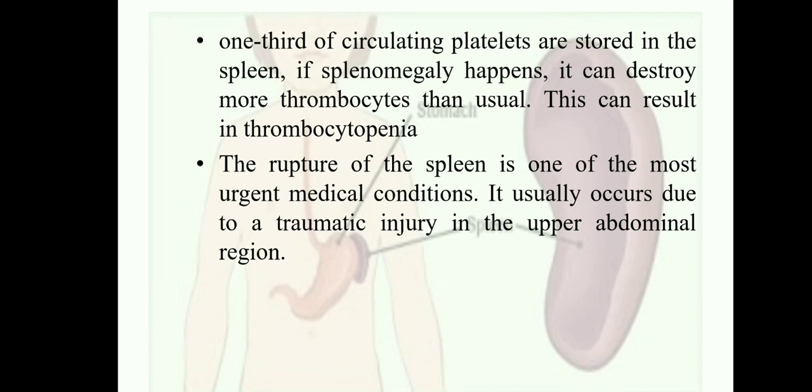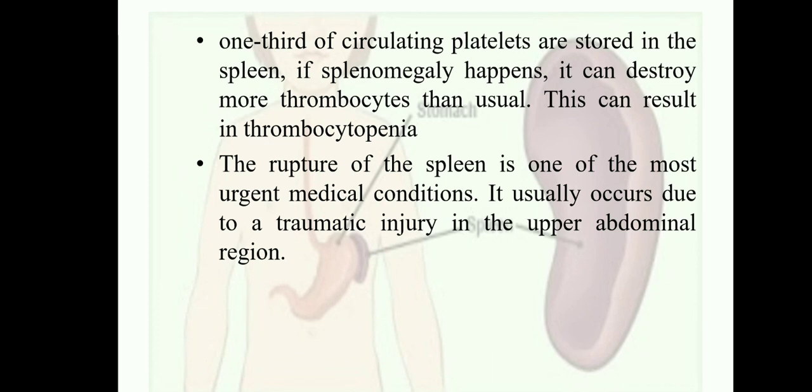Now the most important disorder related to the spleen is splenomegaly. When splenomegaly happens, it is responsible for destroying more of the thrombocytes which are stored within the spleen, and this can result in thrombocytopenia, that is, a reduction in platelets.